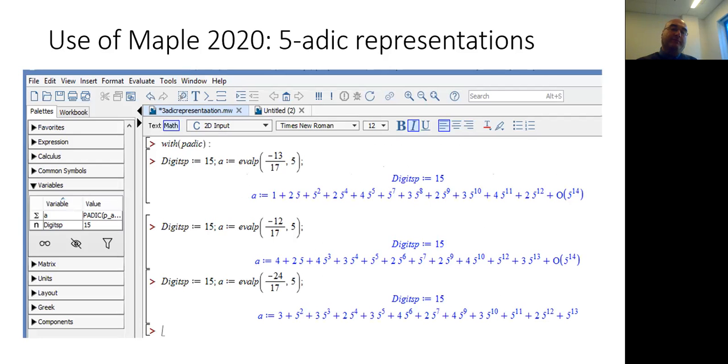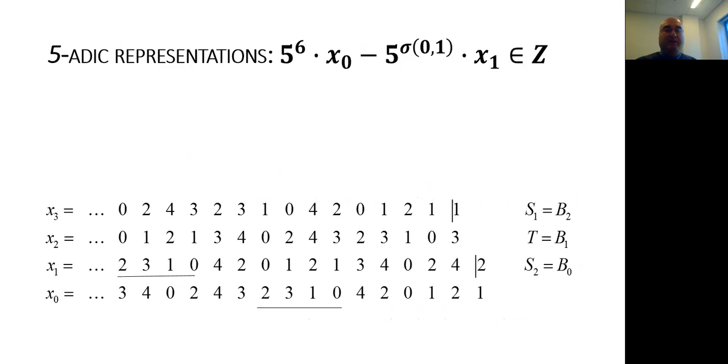To explain all this in a visual way, I used p-adic tools of Maple 2020. This tool allows me to find the p-adic, 5-adic, representation of those numbers. You can see them in the screenshot. I put these representations, these expansions, in the opposite way, like this. So everything is written in the reverse direction.